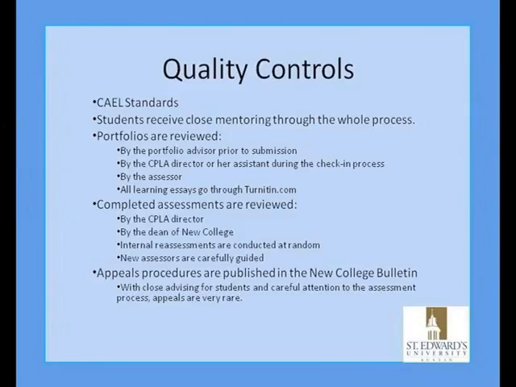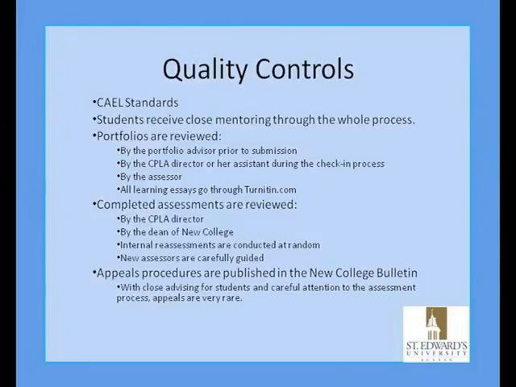We have some quality controls in place to make sure that the portfolio process is, first of all, measuring what it's supposed to measure, and in other words, that our evaluators are measuring consistently across the board. One is not more strict than the other, for example. And also to make sure that best practices are achieved.